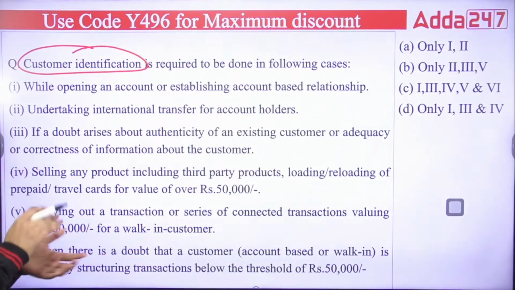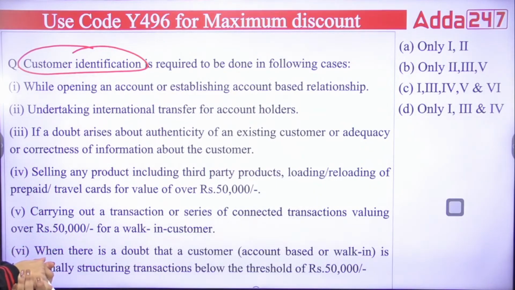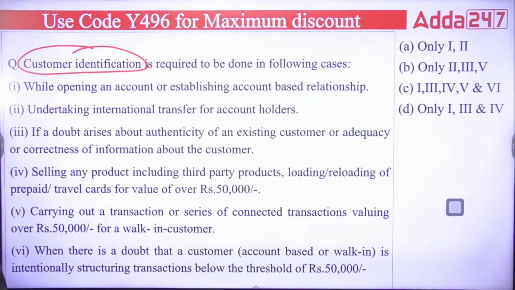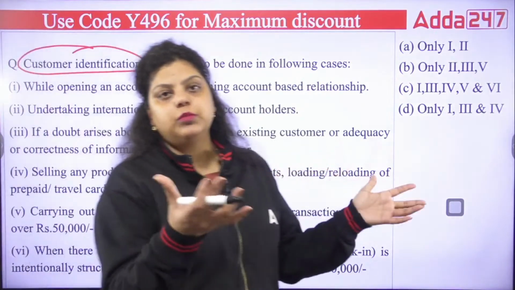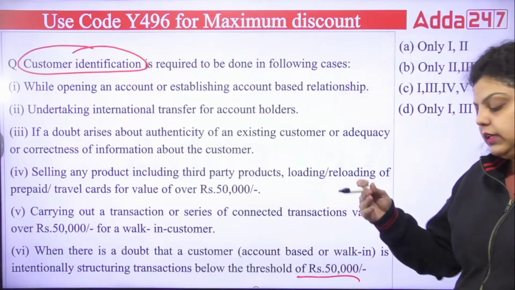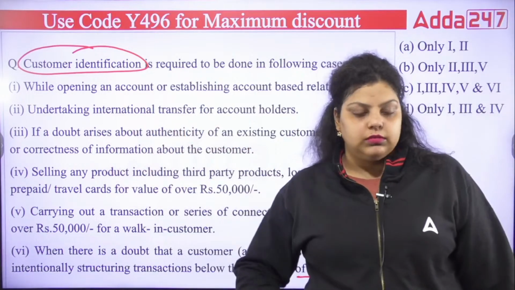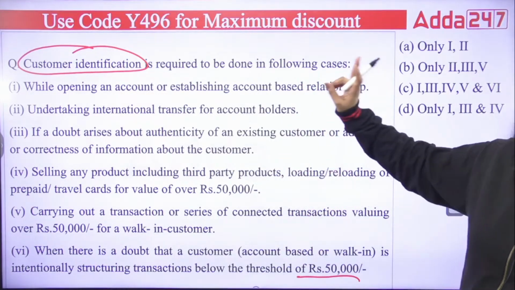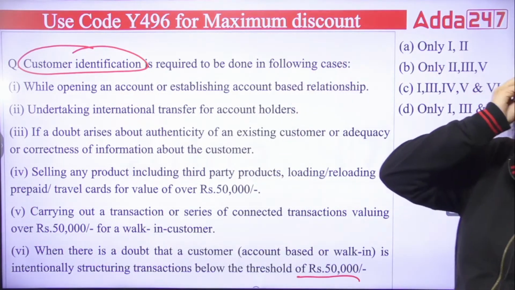But still you can transfer the fund, because he has given you the cash. Now, when there is a doubt that a customer, account-based or walk-in, is intentionally structuring transactions below the threshold of 50,000, so that no inspection or customer due diligence is done, and that's why you are only performing a number of transactions below 50,000, in that situation. So which of the following is the case in which customer identification is required?